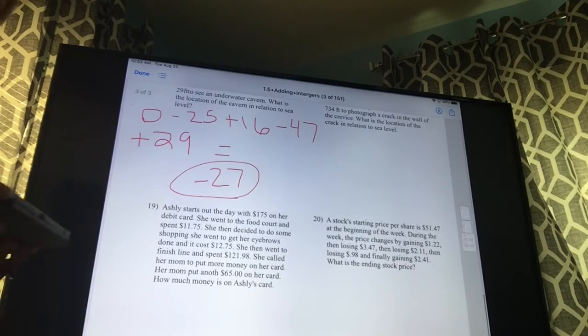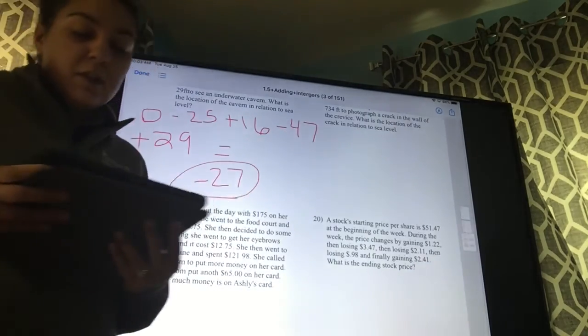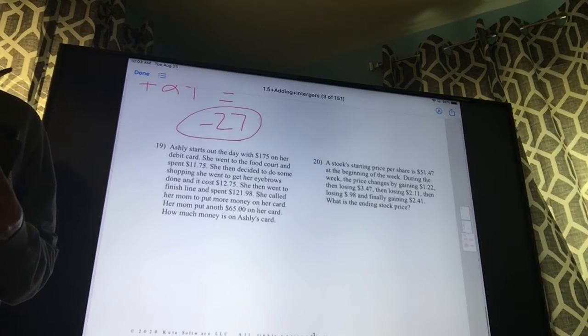And I'm going to be honest, I make these problems up, so sometimes my verbiage may not make sense, but.